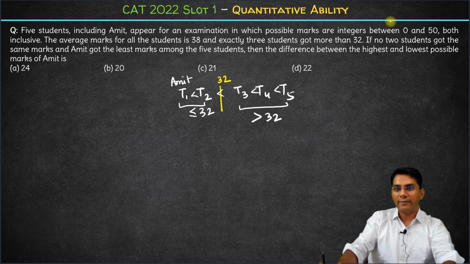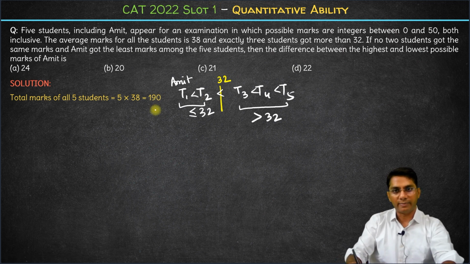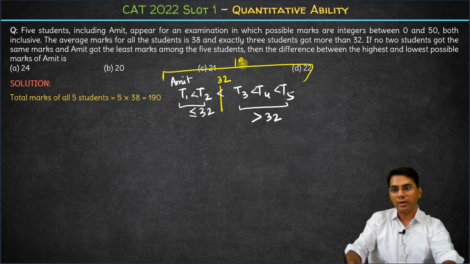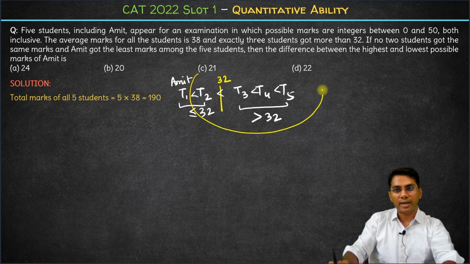Okay, so the average for all the 5 students is 38, right? So let's calculate the total marks of all the 5 students. The total will be 38 into 5, which is 190 marks. So all together these 5 students got 190 marks. Now if we want to minimize the marks of Amit, we'll have to maximize the marks of the other 4 students.